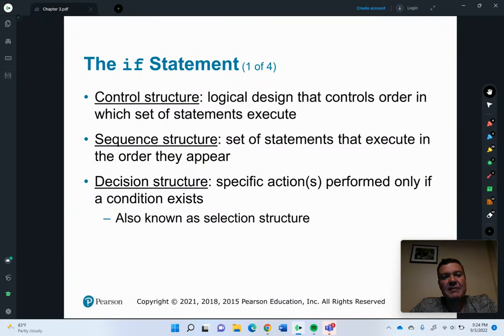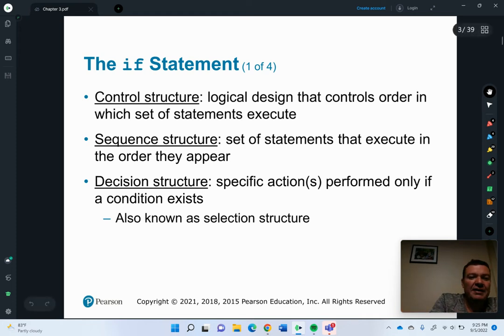When we talk about if statements, we have three types of structures. We have the control structure, which is a logical design that controls the order in which a set of statements execute. We have a sequential structure, which is a set of statements that execute in the order they appear. And then we have the decision structure, which is specifically actions performed only if a condition exists.